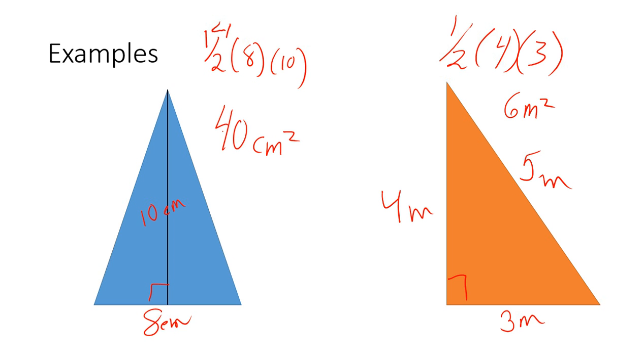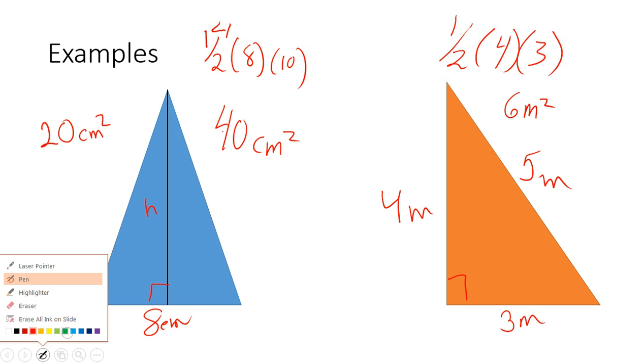Now, let's say with this example, let's say my height was missing again with the blue triangle. So my height is missing, but I know that the area was, let's go with 20. So I know that the area was 20 centimeters squared, and I want to know what h was. So let's do it in a different color. Let's do it in green.